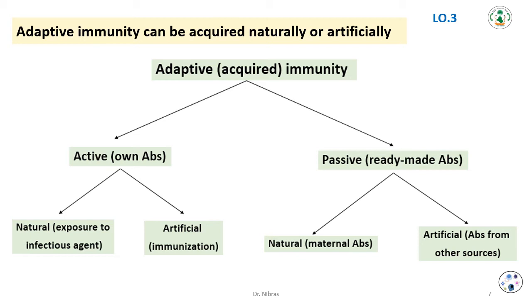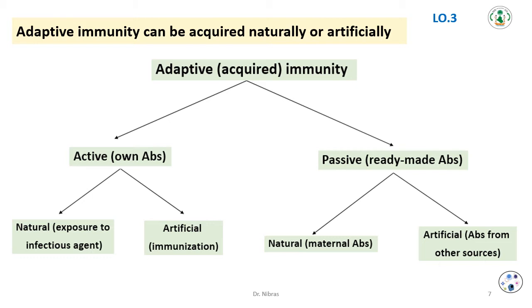In passive, ready-made antibody or introducing activated T lymphocytes gives the body adaptive immunity in that case. In ready-made antibody, maternal antibodies like IgG are acquired from the mother by the fetus, by crossing the placenta with blood from the mother. Artificially, antibodies can be obtained from other sources, in other species or by different mechanisms, to produce antibodies artificially to give adaptive immunity to the host.